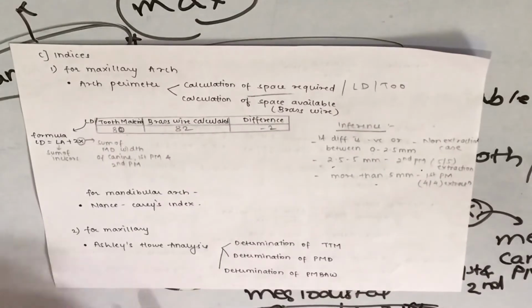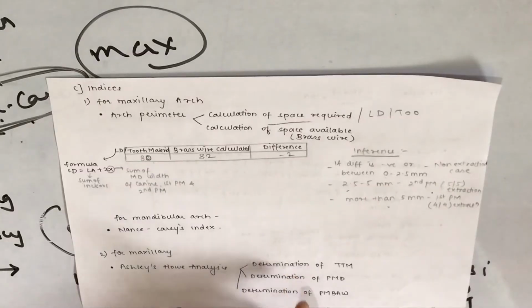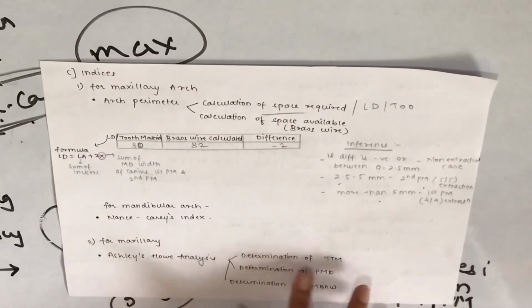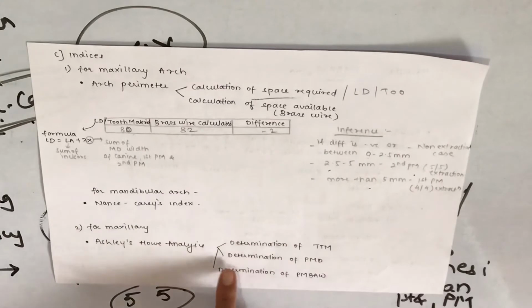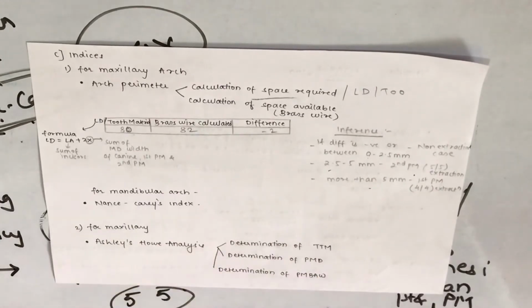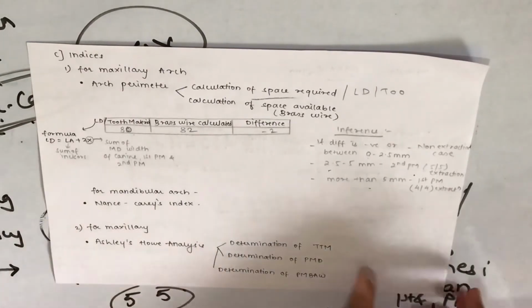What is this Ashley Howe analysis? Ashley Howe considered the crowding of the teeth to be the result of the deficiency of the arch width rather than the arch length. So we are going to determine these three things. First is determination of the total tooth material, then determination of the premolar diameter, and next is the determination of the premolar basal arch width. So how we are going to determine this, I'm going to tell you now.